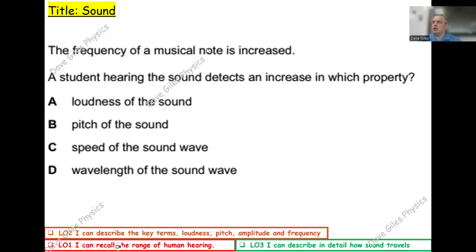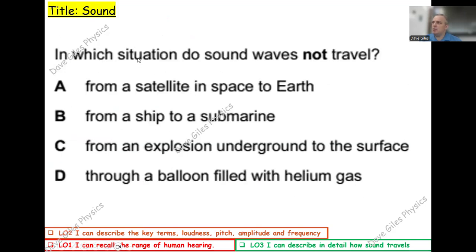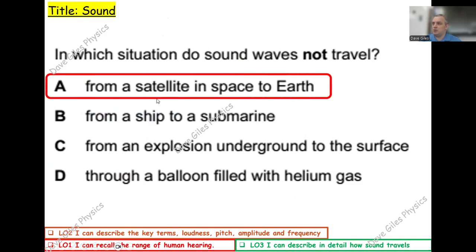The frequency of a musical note is increased. The student hearing the sound detects an increase in which property? So the sound, that is the pitch, because that is related to frequency. In which situation do sound waves not travel? So we know it's where there's no space, so from a satellite in space to Earth.